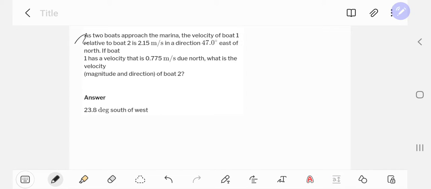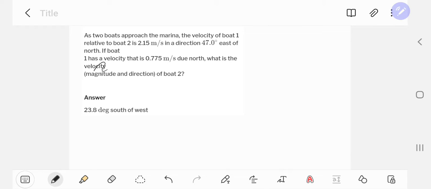So this is the second question I have, and this one has the answer I found somewhere on the internet. This is the question which already has the same kind of difficulty level. So there are two boats approaching the marina. The velocity of one boat relative to boat two is given. So that means the one with respect to two is given, right? And they give us 47 degrees east of north.